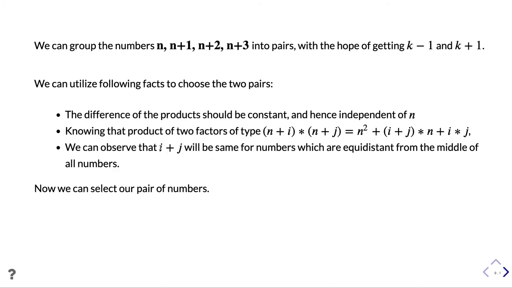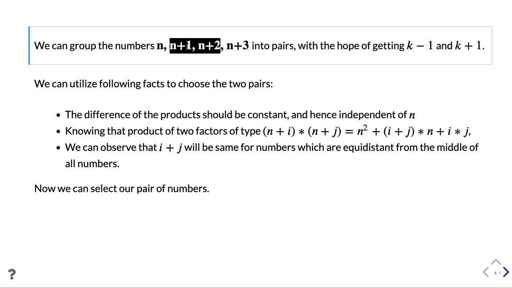So we can observe that i plus j will be the same for numbers which are equidistant from the middle of all numbers. For example, we have n, n plus 1, n plus 2, n plus 3. We can see that i plus j is the same for these two numbers, n plus 1 and n plus 2. If we consider 1 equal to i and 2 equal to j, then 1 plus 2 is equal to 3. And the same, we can write n as n plus 0, so we have n and n plus 3. So i plus j is going to be 3 again.